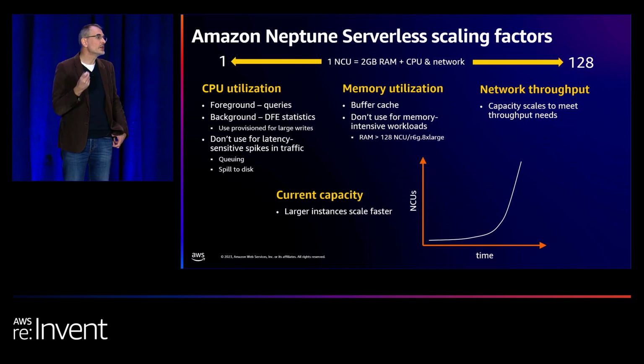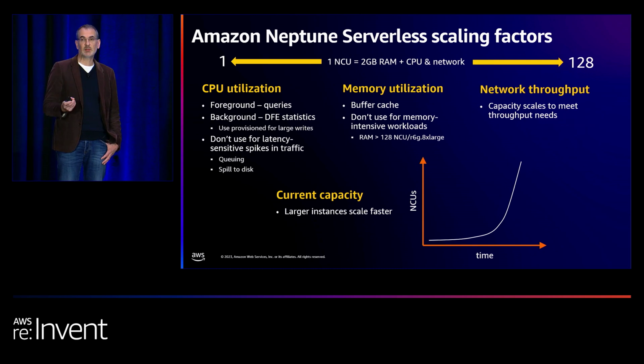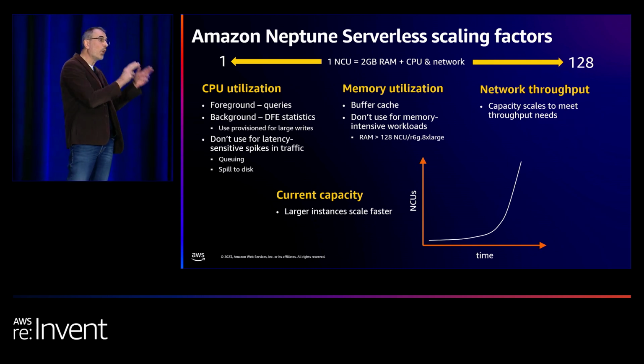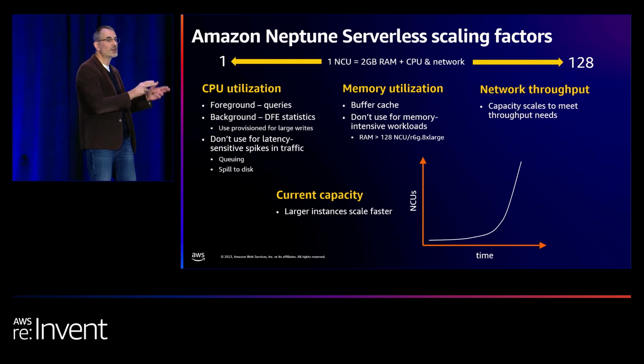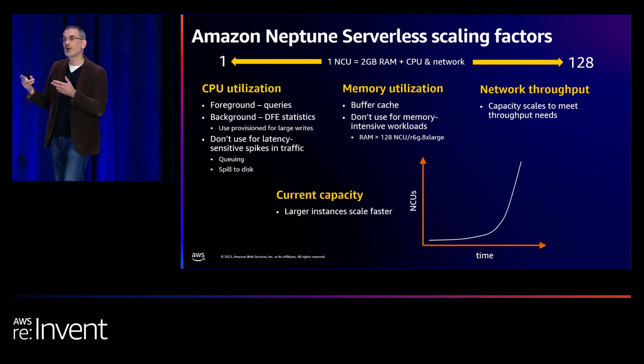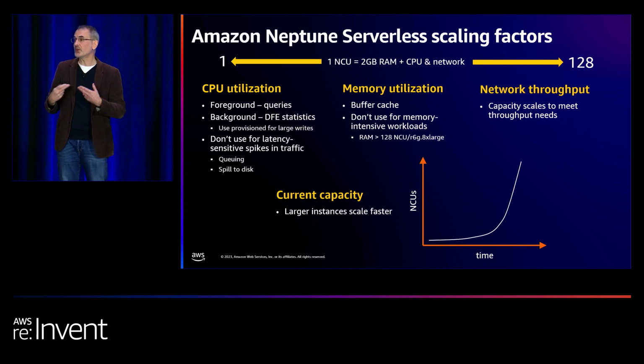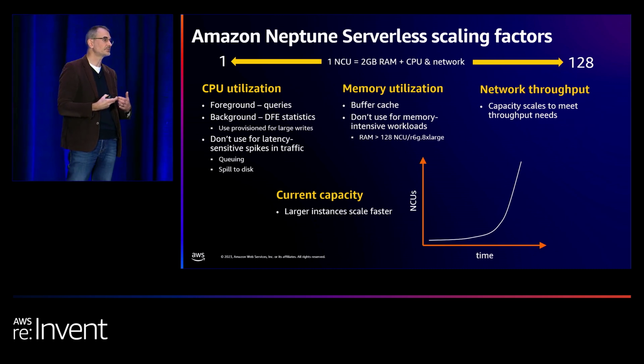So as you may know, Neptune serverless instances scale using what are called Neptune capacity units. An NCU is equivalent to 2 gigabytes of RAM and the associated CPU and network. And an instance can scale as low as 1 NCU and as high as 128 NCUs. And then you can further control that at the cluster level by specifying minimum and maximum values that will apply to all of the serverless instances in that cluster.